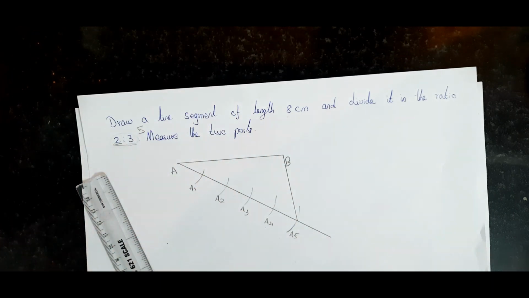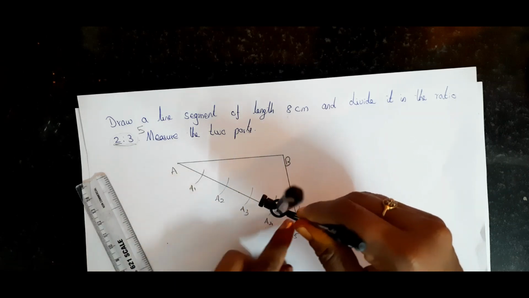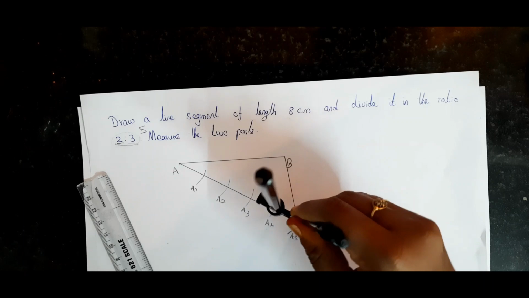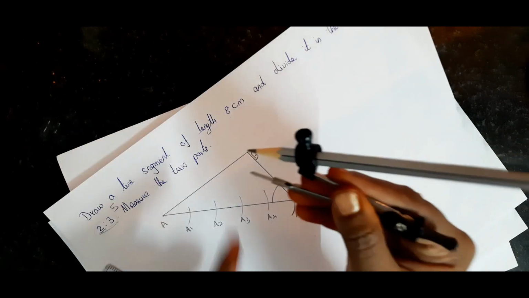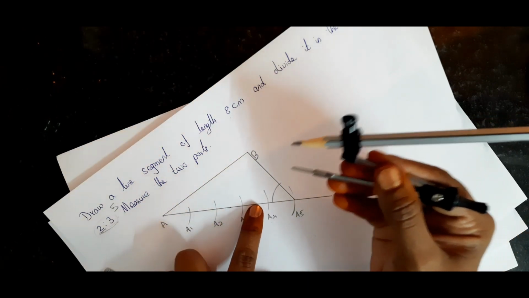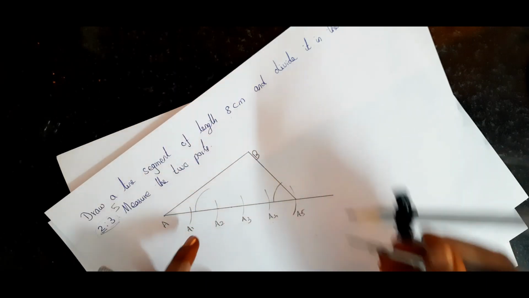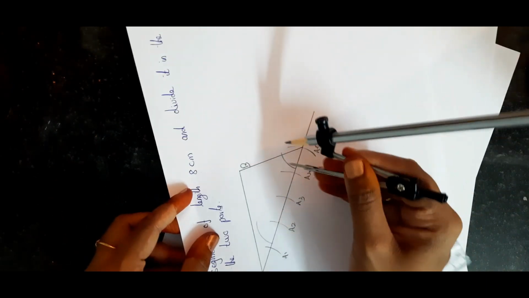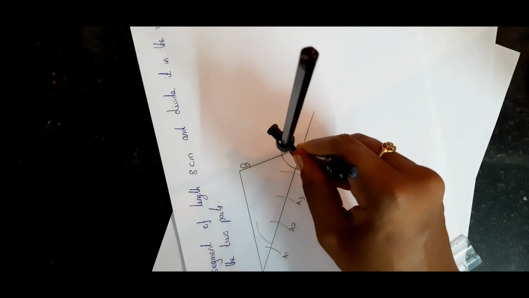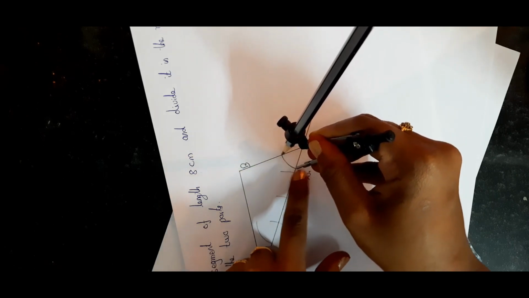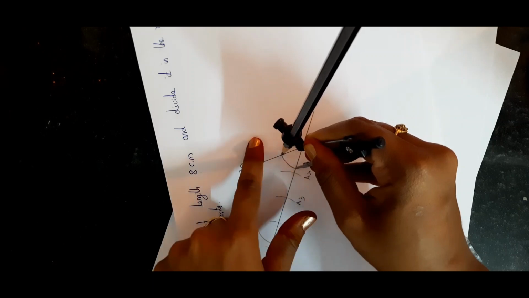How to draw the parallel line? From A5, with more than half of 2 centimeter, any measurement you can take, draw one arc. The same measurement, please don't change the measurement, from A2 draw one more arc. Then next we have to measure this arc length, right? How to measure? Like this: keep the compass tip here and the pencil tip here. So you have to measure this arc length.